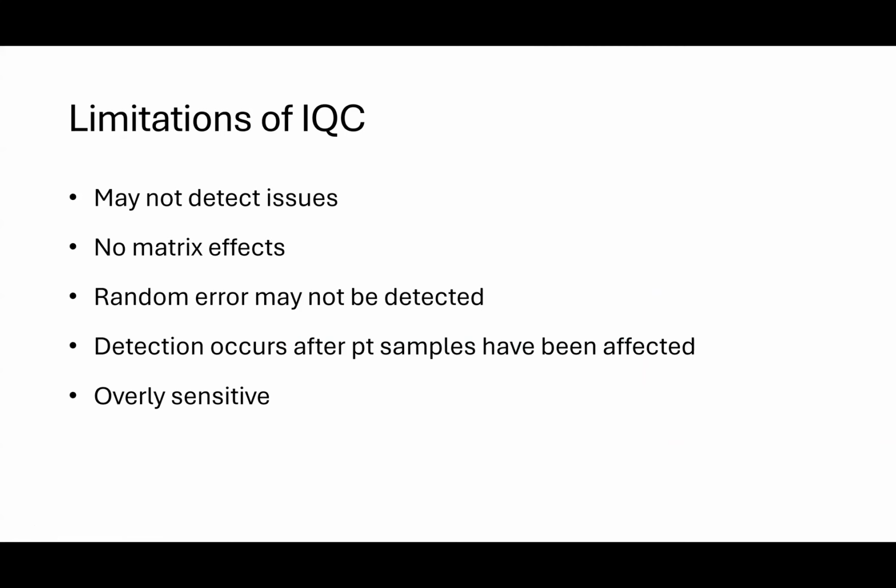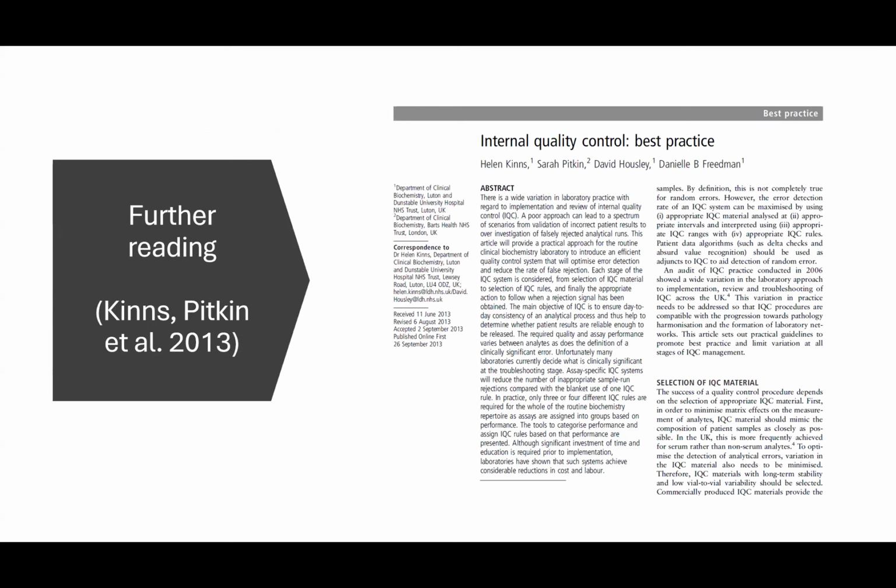And often detection occurs after, for example, in a continuous assay, after patient samples have been affected. So if you're running sodium in a busy auto lab, then sometimes you may have released results before you realize that the QC's out. So a really useful paper, I think, to go and read now is this best practice paper, which was written actually a little while ago, but this is a really helpful paper to just review some of the things we've talked about today, and I would really recommend it.